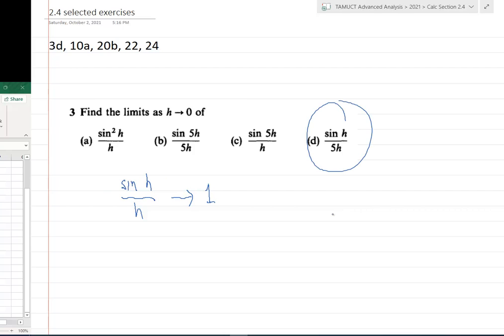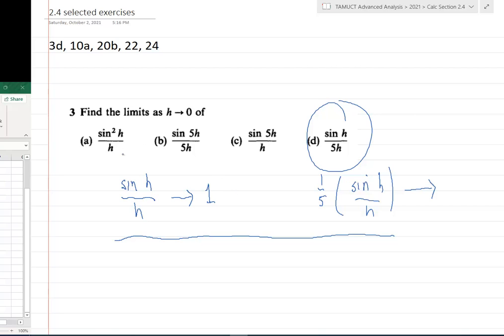Now consider this sine h over 5h. Can I write this in such a way that it relates to this? Well, I can take out the 1/5, and then I have sine h over h. If you write it that way, it should be pretty clear what the result goes to, because 1/5 doesn't change, and this one goes to 1. So I think you can figure out the answer there. That's the way you should think about it: break this up into things that you know. Right here also you can break this up into things that you know, and then take limits.